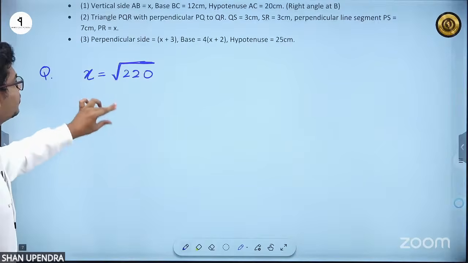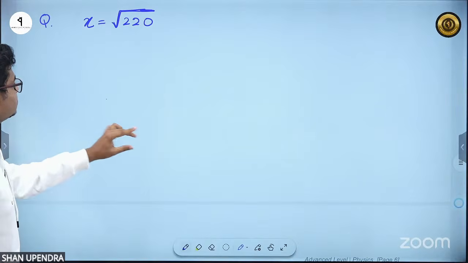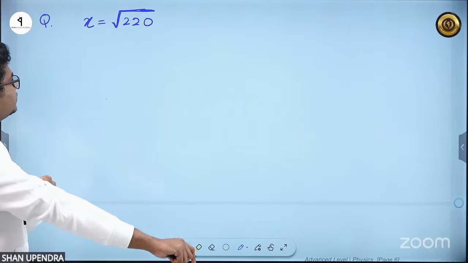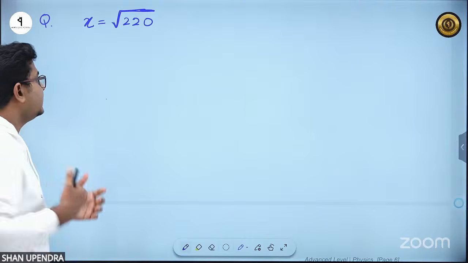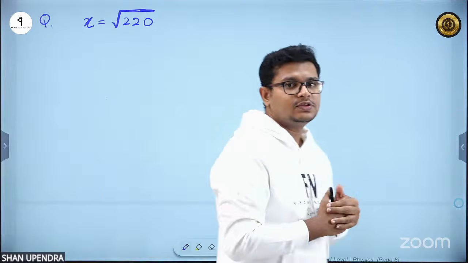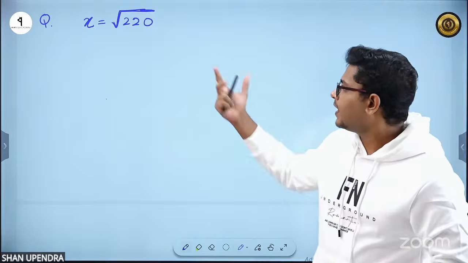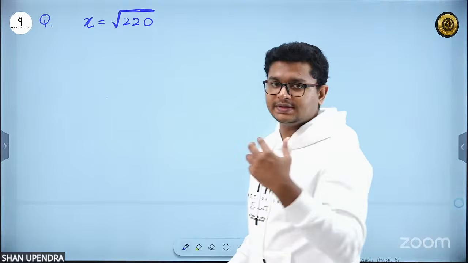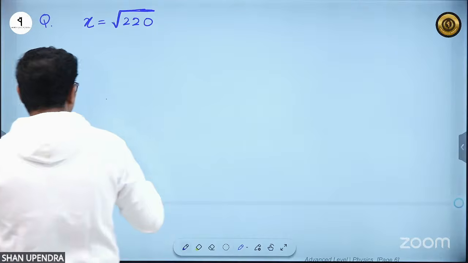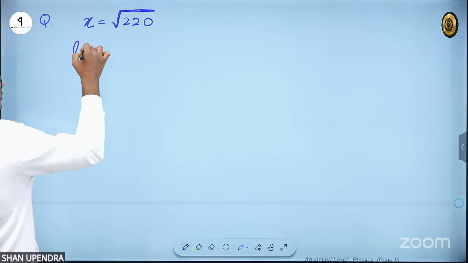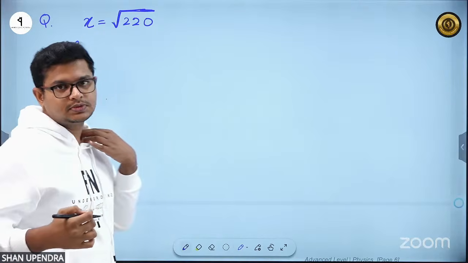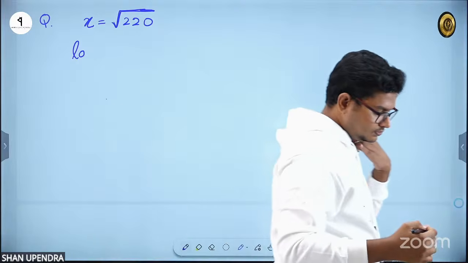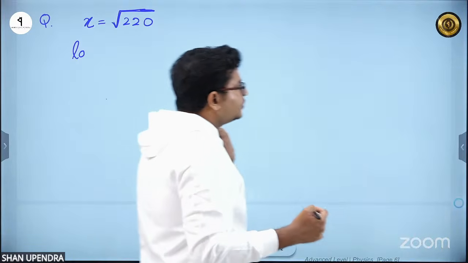So now this is really important one. So earlier we received something like x equal root 220. So how do you find this one? To find this one, we can use the log properties. So let's take the log of both sides. I'm using base 10 actually.